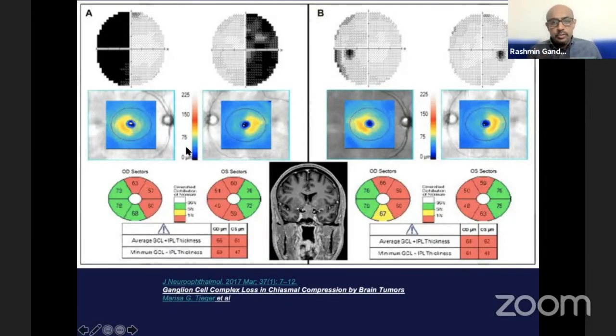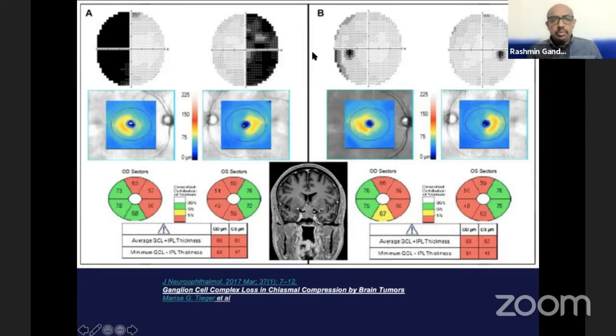It comprises two layers, the ganglion cell layer and the inner plexiform layer. And this is how the map looks. Now the newer machines will give you these maps together with the average RNFL map. Here, the cooler colors like blue denote thinning, while a warmer color like yellow denotes normal thickness of the GCC.